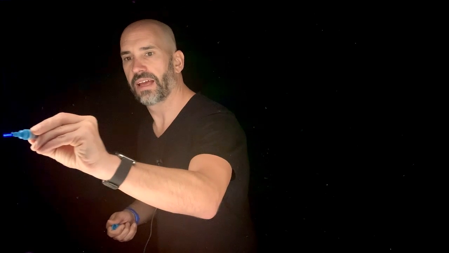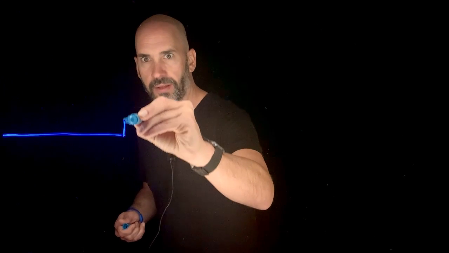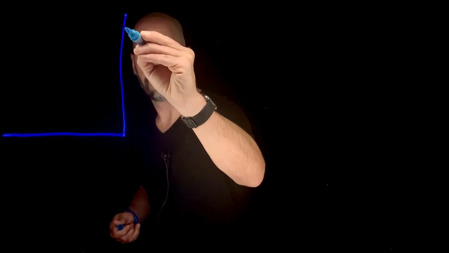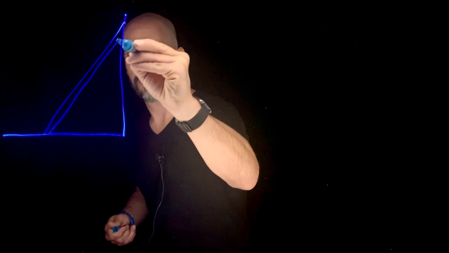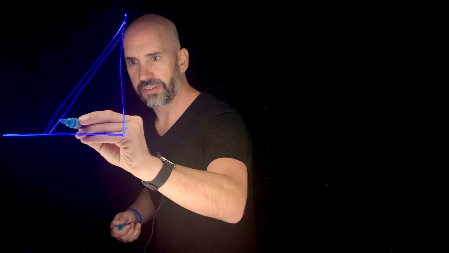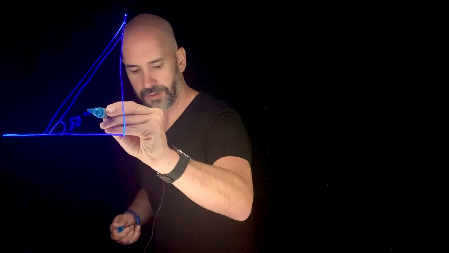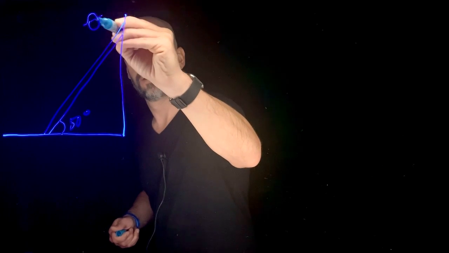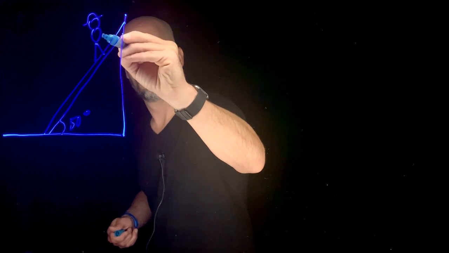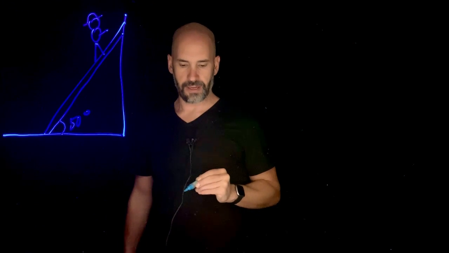So let's start to draw some of this as we go. Well, we have this ladder leaning up against here, and it tells us that that is 50 degrees. And we also have this firefighter right there.